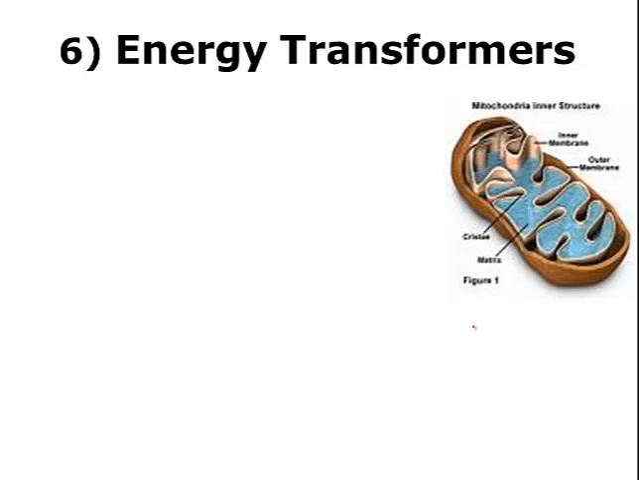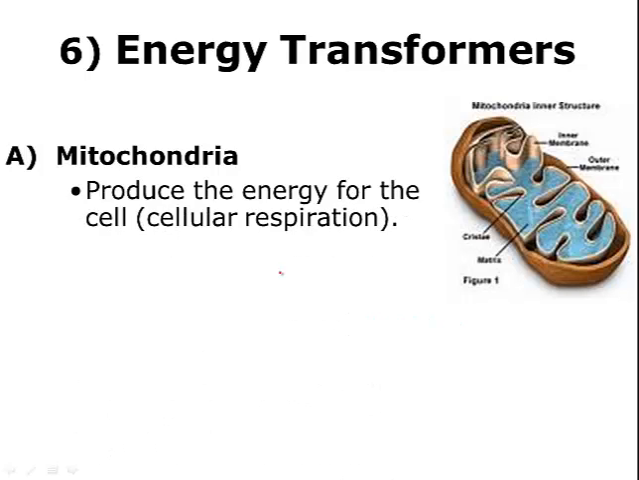All right, now we also have our cell parts that are going to be acting as our energy transformers. So they're going to take energy and change it into different forms. All cells have mitochondria. Mitochondria are going to produce energy for the cell doing a process called cellular respiration.